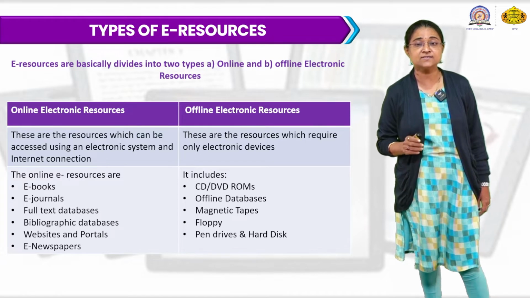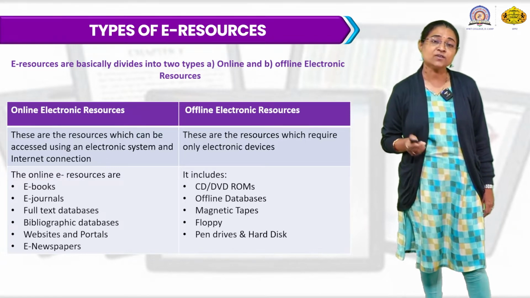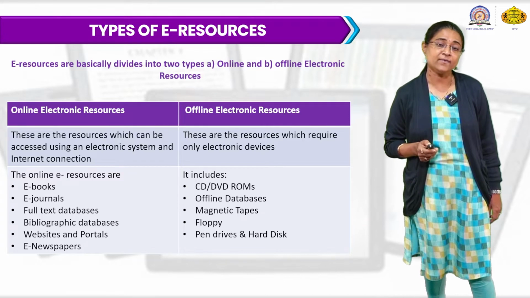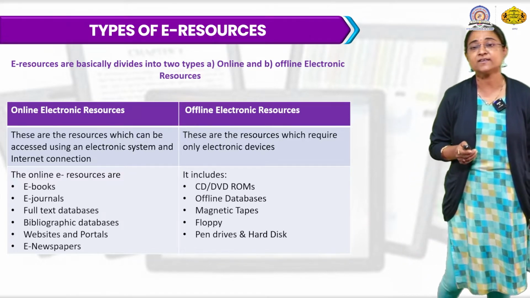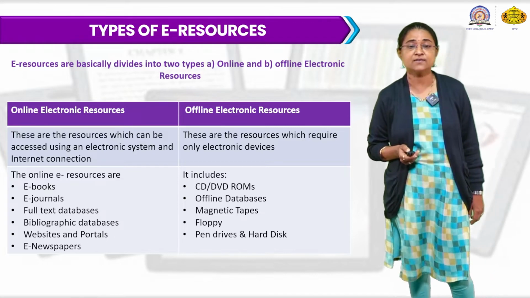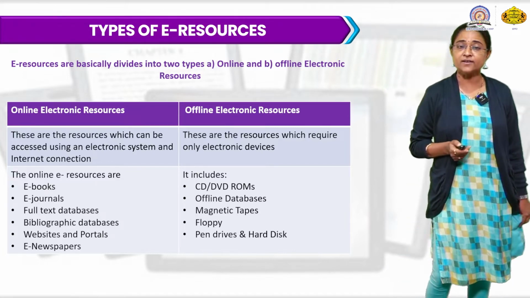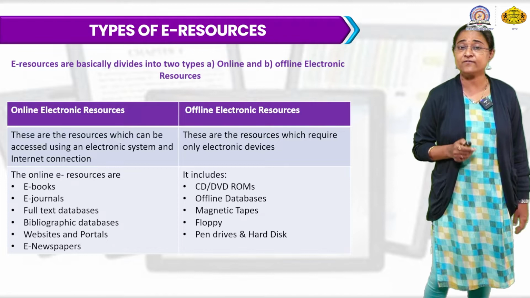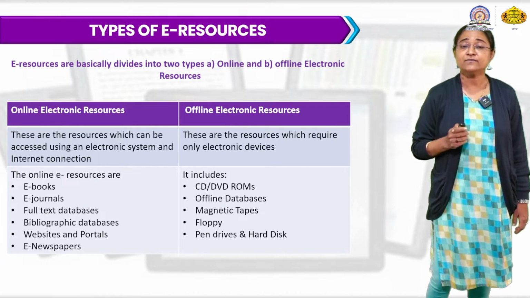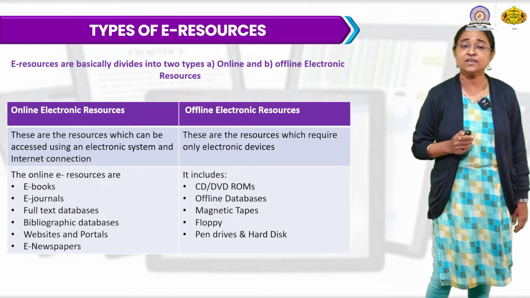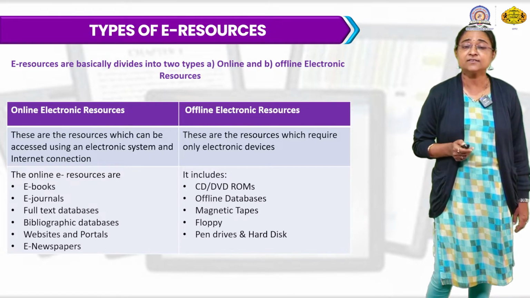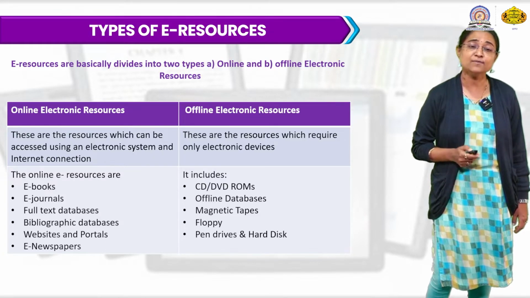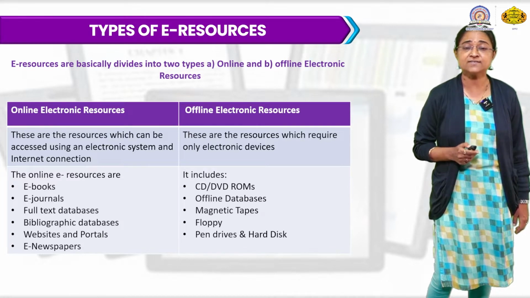These are the devices which store electronic content on them, and with the help of laptops, desktops, we can access these resources. On the other hand, online electronic resources are those which are available online, which we can read, which we can use with the help of electronic system and internet connection. For example, ebooks, e-journals, full text databases.